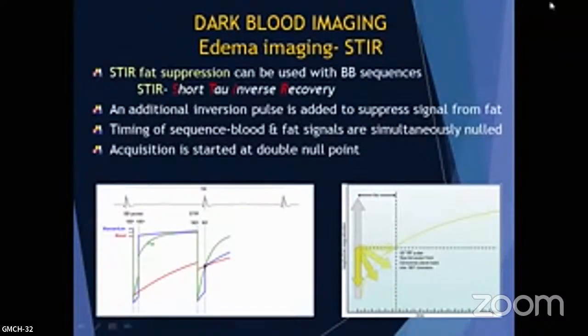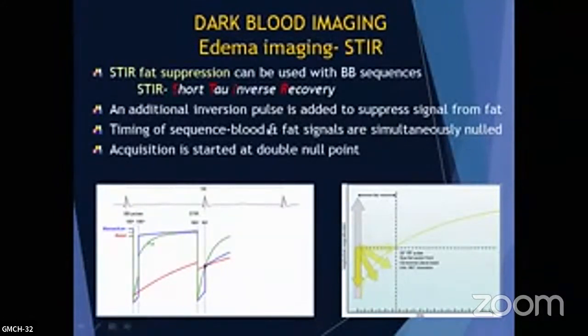Another thing for black blood imaging is edema imaging, the STIR sequence. We don't use this sequence in routine unless there is a clinical concern of myocarditis or myocardial inflammation. Say if it may be sarcoid or myocardial inflammation, we saw some patients in the post-COVID era, or for that matter, any viral myocarditis.